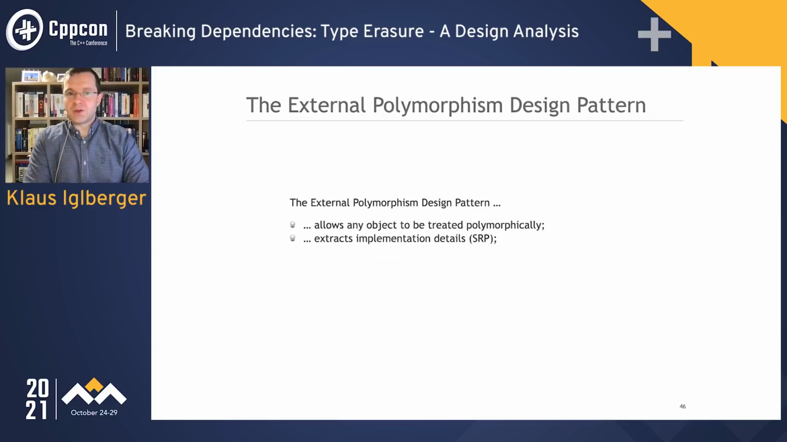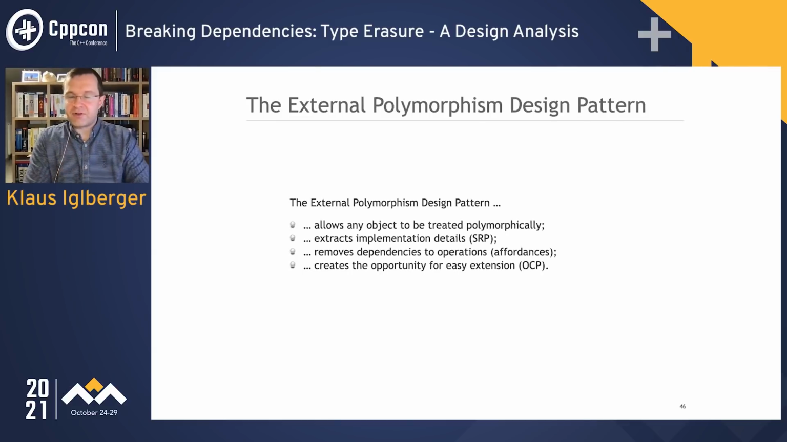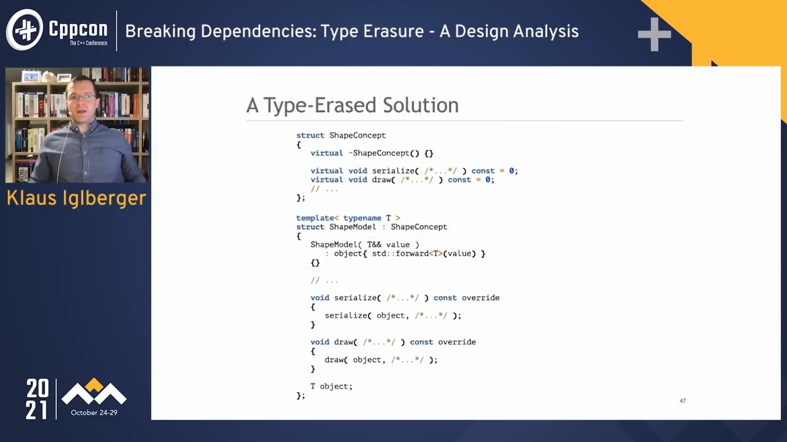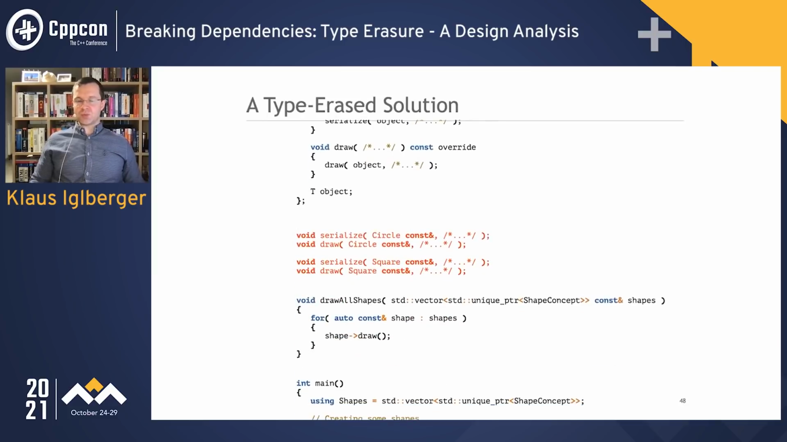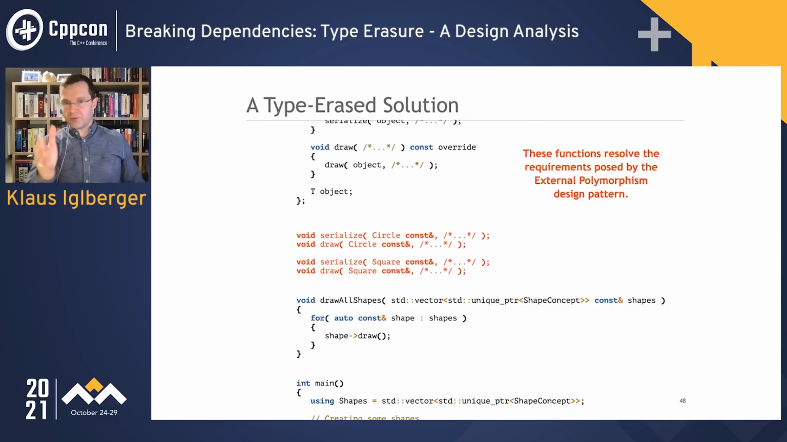And yeah, absolutely a very nice list of advantages. Now, this is the external polymorphism design again, which we now just extend with the operation that we need. A free serialize and a free draw for both circle and square. And of course, first, this is what we require. This is what we need.